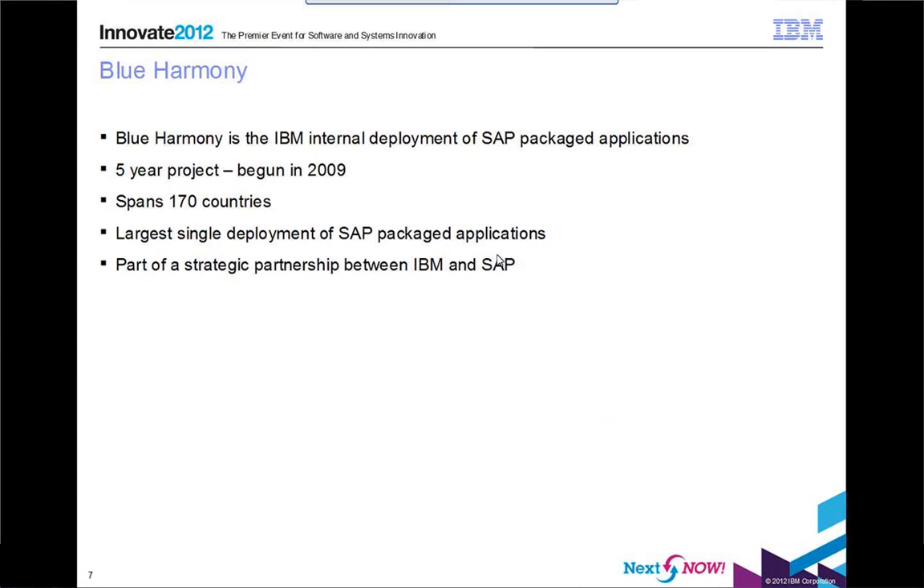So let's talk about the history of the connector. Blue Harmony, for those who don't know, is the internal deployment of SAP packaged apps. It is a huge project. As it shows here on the slide, it was originally planned to be 5 years, but it's looking more like it's going to be an 8-year project. It spans the 170 countries that IBM does business in, and it's the largest single deployment of SAP packaged apps.